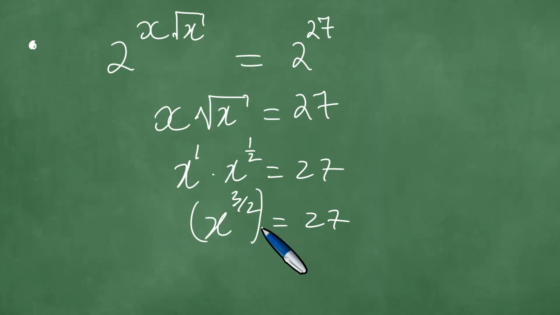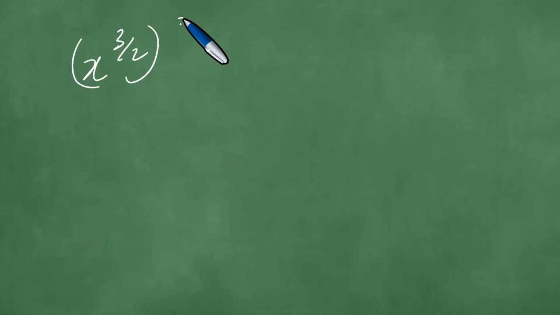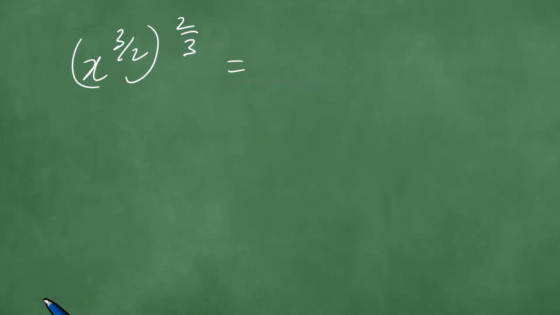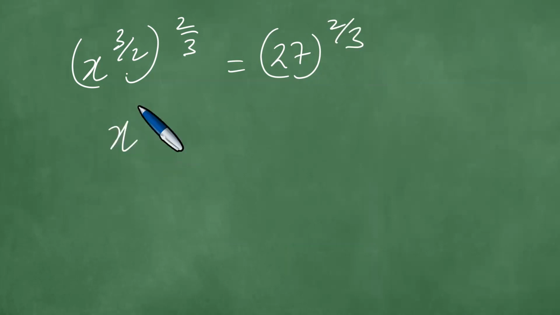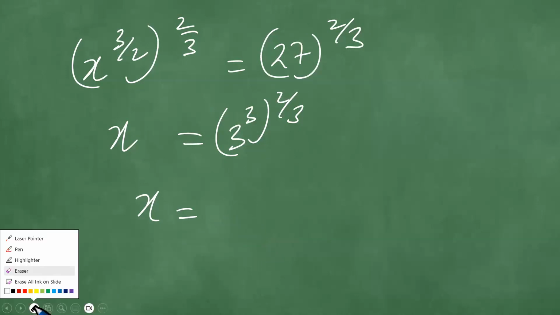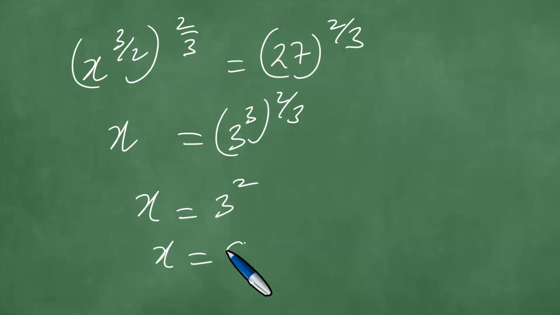Now we raise the left to the power 2 over 3 and the right to the power 2 over 3. So we have x to the power 3 over 2, to the 2 over 3, equals 27 to the power 2 over 3. Now the 2 cancels and the 3 cancels, so here you have x. 27 is 3 cubed, and with 2 over 3 as the power, the 3 cancels, giving us just 3 squared. And 3 squared is 9. So the answer is 9.